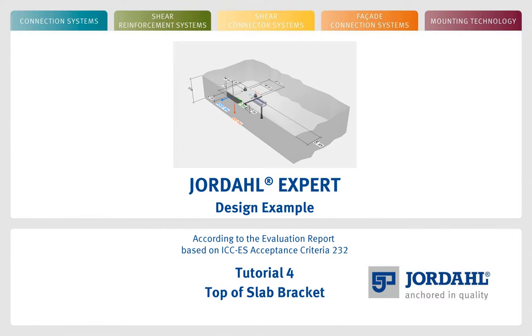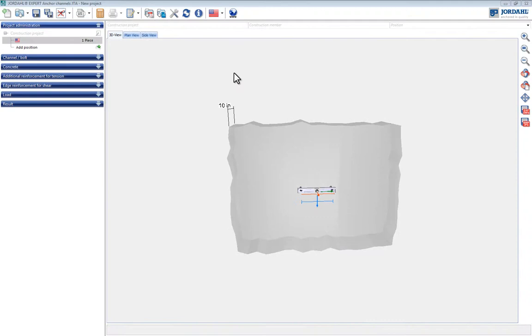I will now demonstrate to you how to use JORDAHL Expert software to design a top-of-slab bracket connection to an anchor channel. The software provides calculations compliant with the Anchor Channel Evaluation Report based on ICC-ES Acceptance Criteria 232. This example reviews a typical facade connection using a bracket and an anchor channel positioned on the top of a floor slab. The design software allows the loads on the bracket to be entered directly when specifying the load conditions.